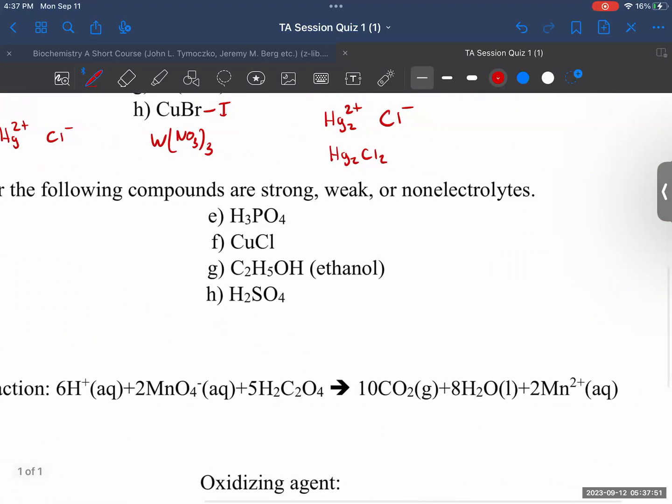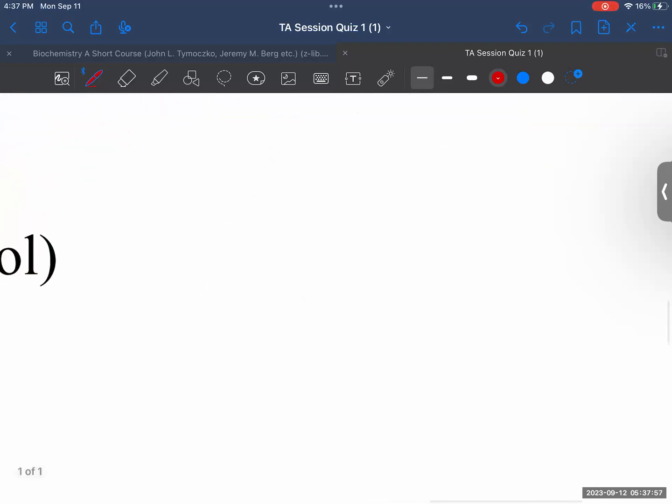Right. On to this stuff. I'm going to do a brief, hopefully quick lecture. This is strong electrolytes. We're going to talk about strong, weak, and non-electrolytes really quick so we can go on to problem number 4.